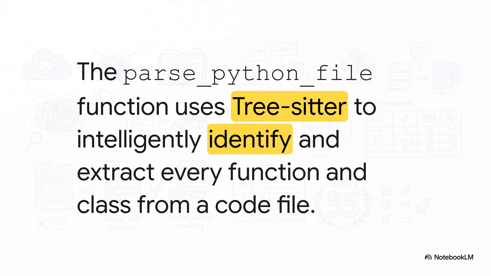This whole process is powered by a function, let's call it parse Python file. Now, we're not going to go through it line by line, but its main job is to use TreeSitter to analyze a Python file. And TreeSitter doesn't just see text, it builds a full syntax tree, just like a compiler does. This allows it to pinpoint the exact start and end of every single function and class, so we can pull them out as these perfect, self-contained chunks.